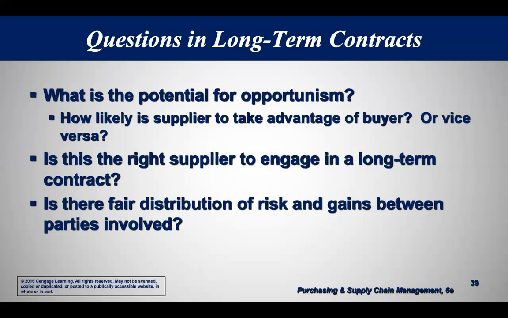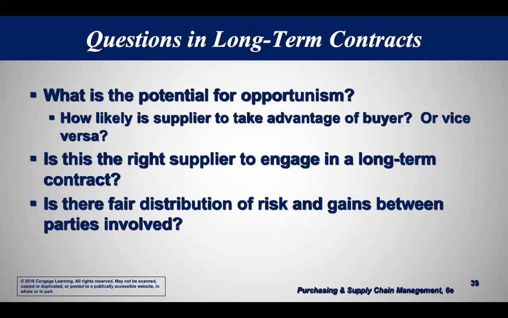You may decide to contract with a supplier for a long term, but are they the right ones? Are they going to be around in 5 years? Are they going to go bankrupt? Are they going to go out of business? You know, will they make the right products? So have we picked the right supplier? And then, is there a fair distribution of risk?